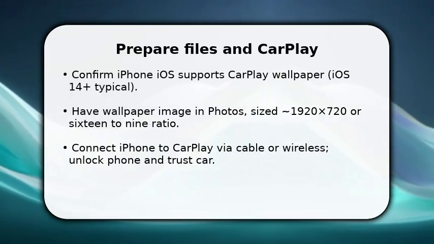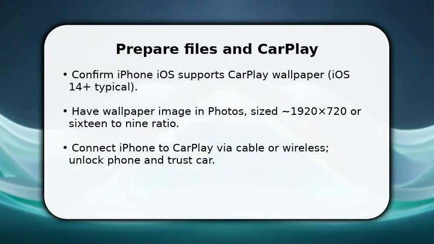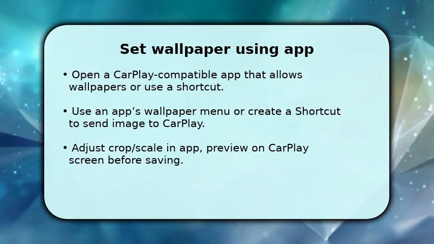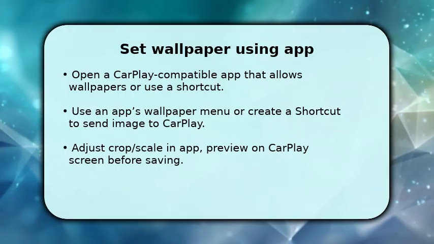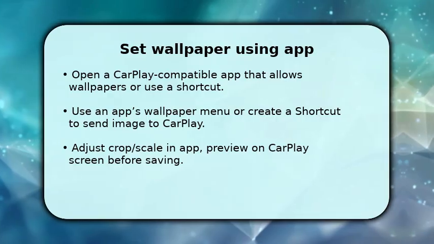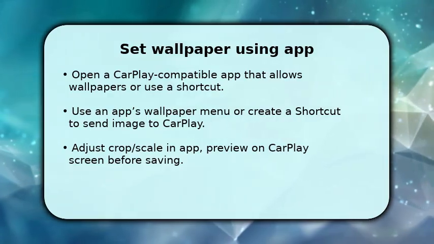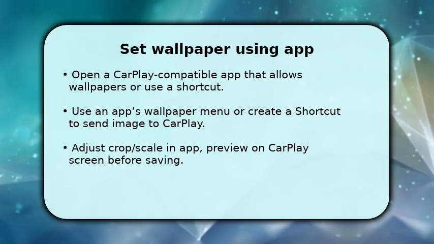You need these pieces in place before changing anything, because without the right image and an active CarPlay session, next you change the wallpaper through an app or shortcut that supports CarPlay backgrounds. Open the app while CarPlay is connected, then choose the wallpaper or background option and pick your photo from Photos. You may need to crop and scale. Do this deliberately so important parts aren't cut off.